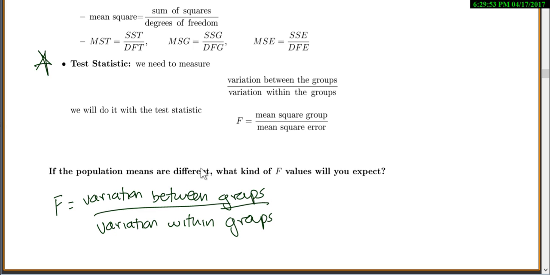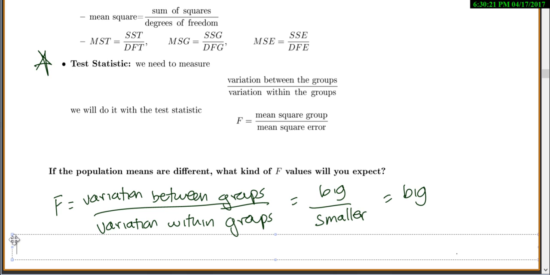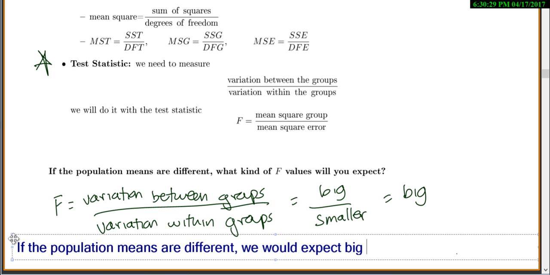So again, if our population means are different, then the variation between the groups should be very big. Your groups should be far apart from each other. And so this will be a big value on top. The differences in your population need to be really big compared to the actual spread within your group. So we want a bigger number divided by a smaller number, meaning we'd be looking for bigger values. So this means if the population means are different, we would expect big F values. That part is something you should remember.